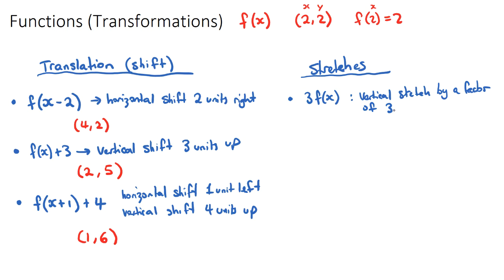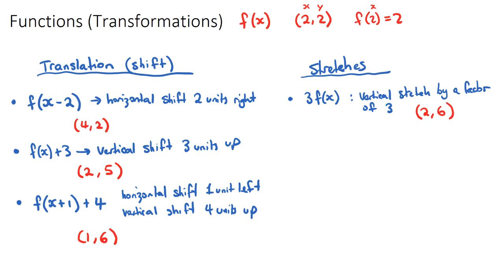of 3. So if I applied my vertical stretch transformation to our original coordinate up there, the x wouldn't change. We didn't affect the x, so that would still be 2, but all of the y coordinates will be multiplied by 3. So this will become 6, because 2 times 3 is 6.